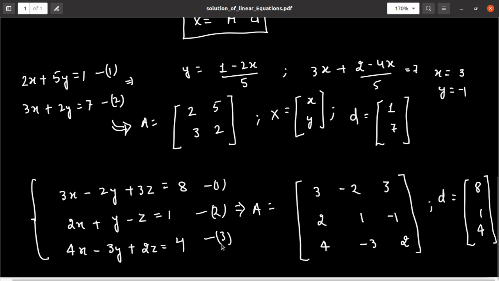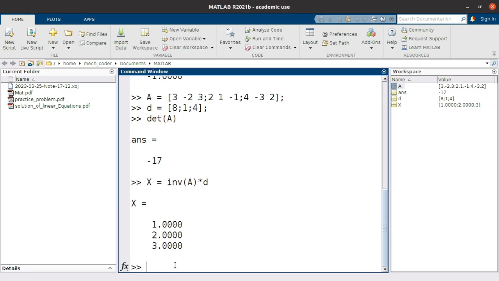If you see these three equations, the x, y and z values, which are 1, 2 and 3, that we obtained by solving this system of equations in MATLAB, are satisfied by these three equations. So these x, y and z values will satisfy all three equations. This is how we can use MATLAB to solve a system of linear equations.